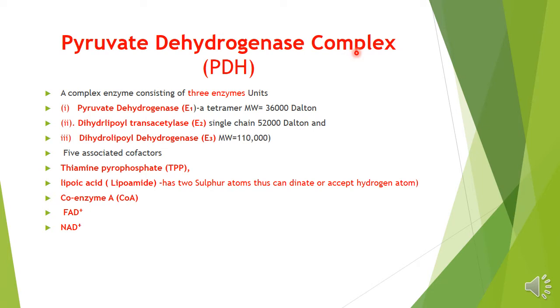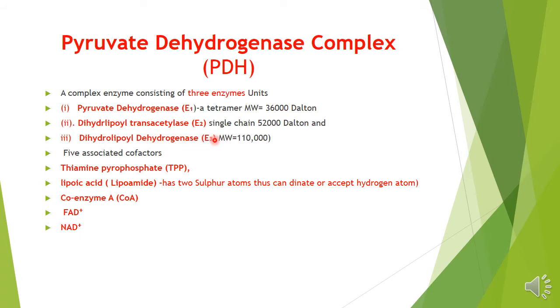As I said, it's a complex enzyme. It's made up of three enzyme units which are together. One is pyruvate dehydrogenase, also named E1. The second is dihydrolipoyl transacetylase, named E2. And then the third one is dihydrolipoyl dehydrogenase.